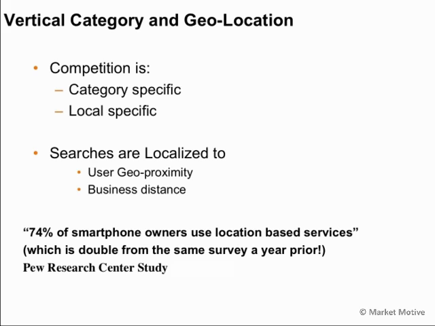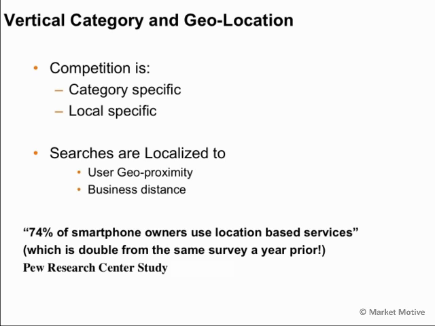So starting with vertical category and geolocation. Competition is always category and geo-specific. When I talk about the geolocation, I mean the city that you're in, the city that people are searching from. Searches are localized based on a user's geo-proximity to where you are, and the distance of your business from that search and from what they're searching for is going to have an impact on your ranking.